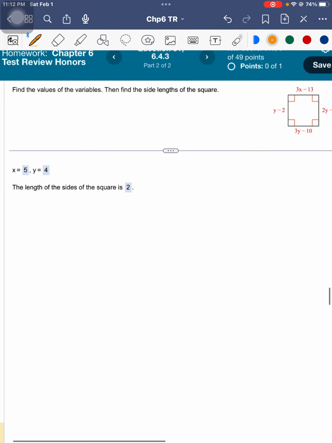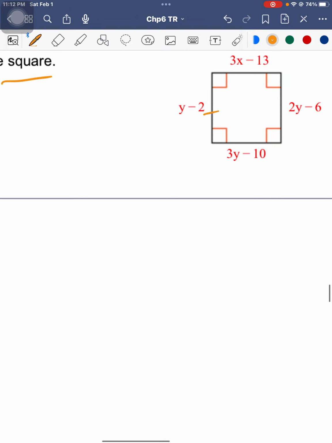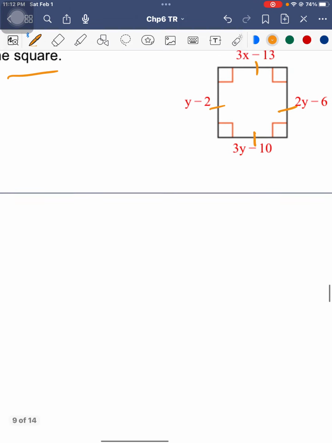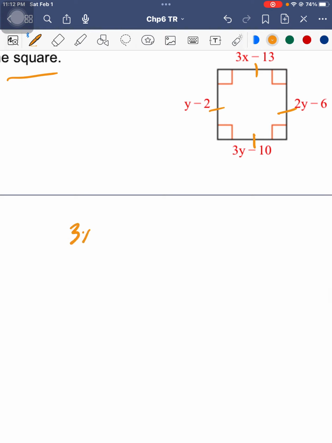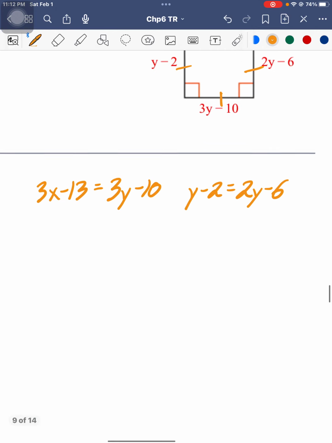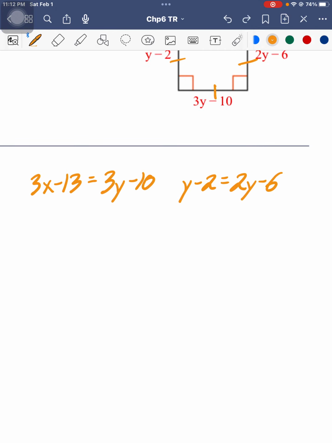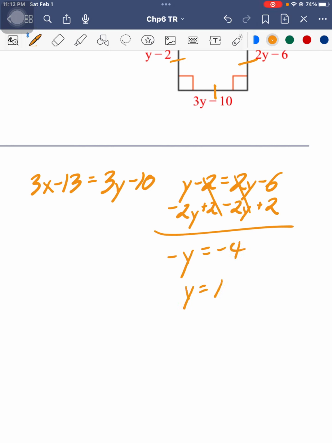Okay. Find the values of the variables, then find the side lengths of the square. So once again, side lengths are all congruent, so let's put them equal to each other. So I have 3x minus 13 equals 3y minus 10. I also have y minus 2 is equal to 2y minus 6. So I'm going to solve this one because it has all y's. So minus 2y, minus 2y, plus 2, plus 2, negative y is equal to negative 4, so y is equal to 4.